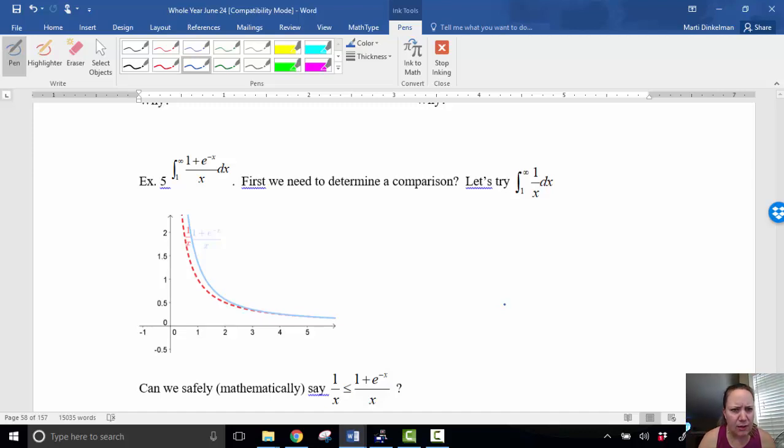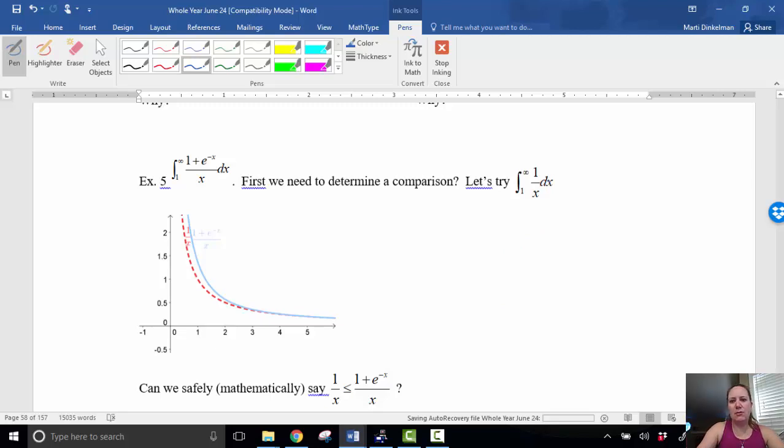So here the dotted red line is 1 over x, and it's kind of light, but that light blue line is the (1 + e^(-x))/x. So it looks like the dotted line is always less, but can we say for sure? And I would say yes, because think about the numerator, e to the negative x is always at least a little bit positive. So our numerator of that one is always going to be a little bit bigger than 1. So we can safely say that.